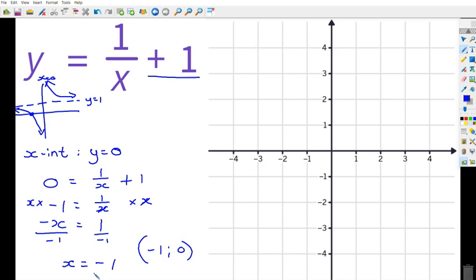So the point I'm going to plot is negative 1 and 0. The negative 1 comes from what I just found, and the 0 comes from what I substituted in, substituting 0 for y.